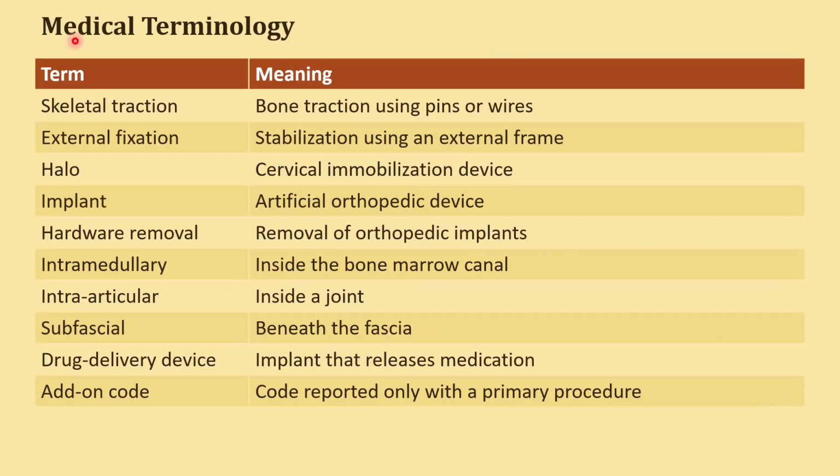So let's go through some medical terminologies related to this part. Skeletal traction is bone traction using pins or wires. External fixation, stabilization using an external frame. Halo, as we saw earlier, a cervical immobilization device. Implant, artificial orthopedic device. Hardware removal means removal of orthopedic implants. Intramedullary means inside the bone marrow canal, very important. Intra-articular means inside the joint. Subfascial means beneath the fascia. Drug delivery device means an implant that releases medication. Add-on code means a code reported only with the primary code. This is also very important in this part.